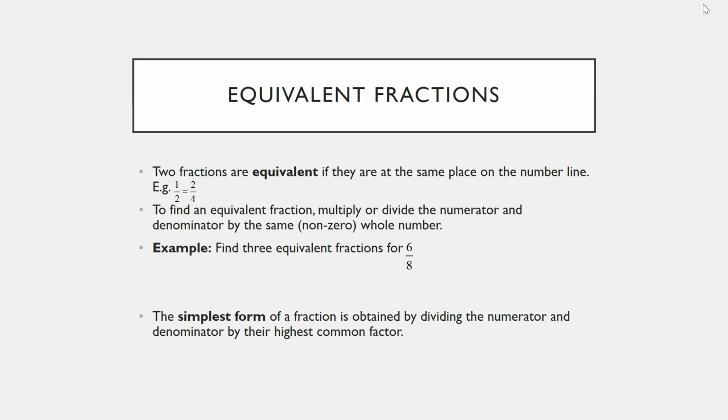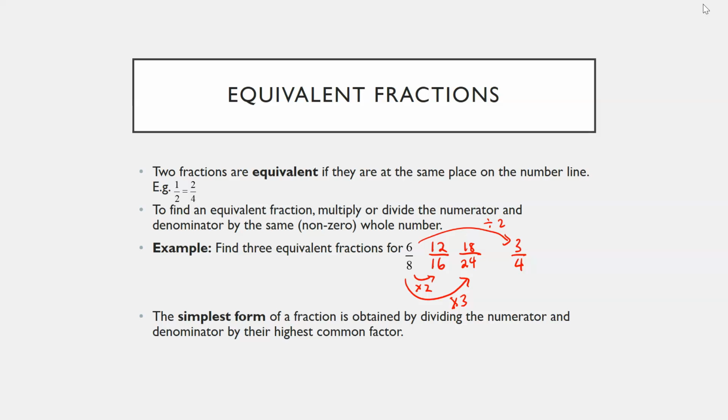To find an equivalent fraction, we multiply or divide the numerator and the denominator by the same non-zero whole number. So for example, we can find 3 equivalent fractions for 6/8. For example, I could multiply both 6 and 8 by 2. So I could have 12/16. That's from multiplying by 2. Or I could multiply by 3. 6 times 3 is 18. 8 times 3 is 24. Or I could divide both numbers by 2. 6 divided by 2 is 3, and 8 divided by 2 is 4.